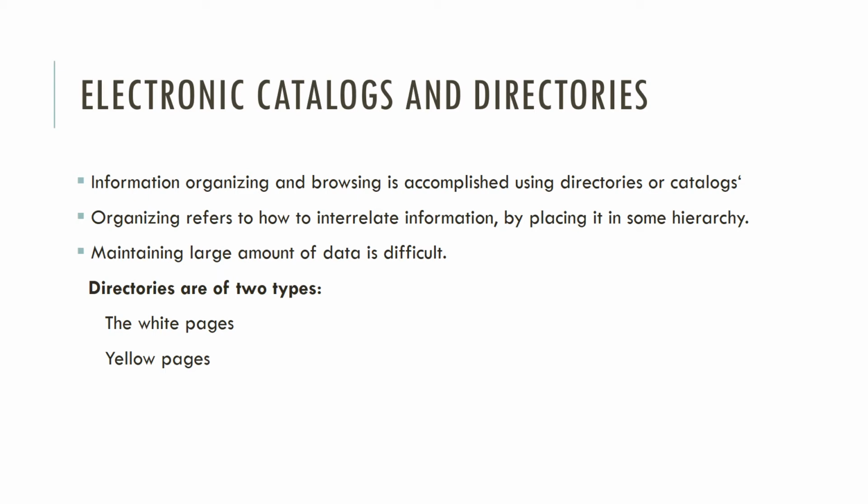Directories are of two types: the white pages and the yellow pages. The white pages are used for people or institutions, and yellow pages are used for consumers and organizations. Electronic white pages, the analogs to the telephone white pages, provide services from a static listing of email addresses to directory assistance.